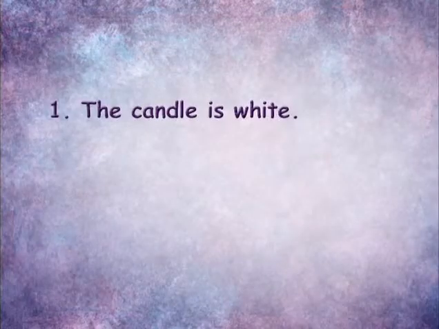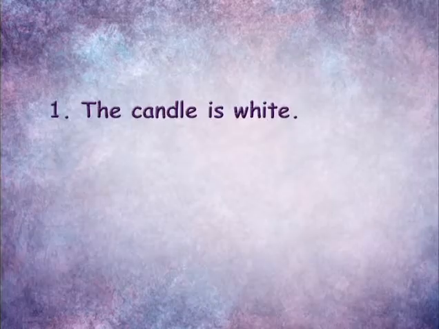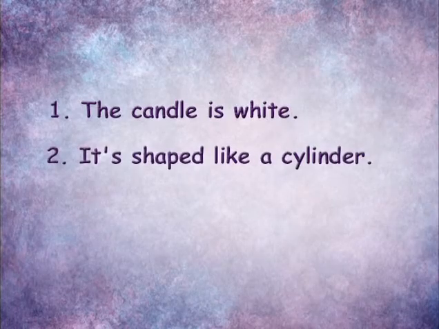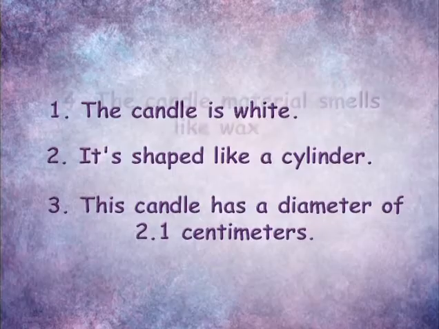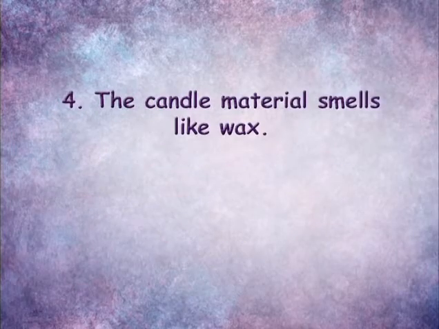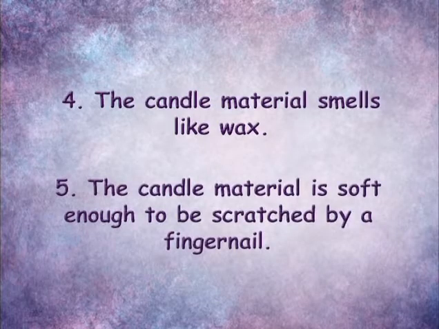Number 1. The candle is white. Number 2. It's shaped like a cylinder. Number 3. This candle has a diameter of 2.1 centimeters. Number 4. The candle material smells like wax. Number 5. The candle material is soft enough to be scratched by a fingernail.